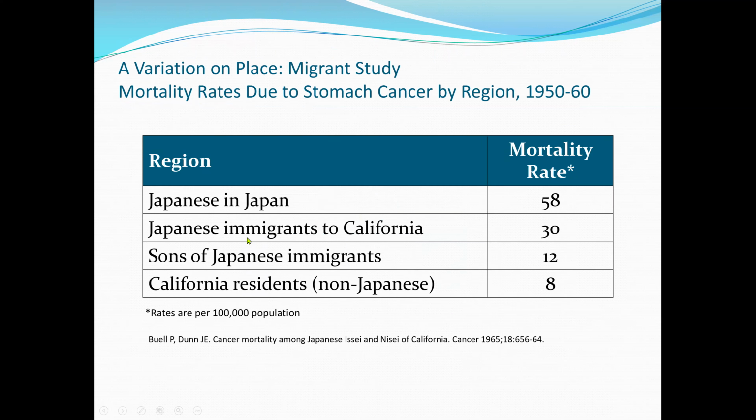Japanese in Japan or Japanese immigrants in California. There was a study done about mortality rate due to stomach cancer by region. The Japanese in Japan, we have 58. Japanese immigrants to California is 30. And the sons of Japanese immigrants is 12. California residents, non-Japanese is 8. So this is based again on the region.